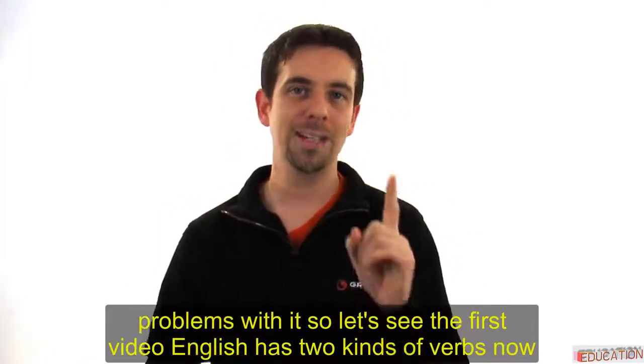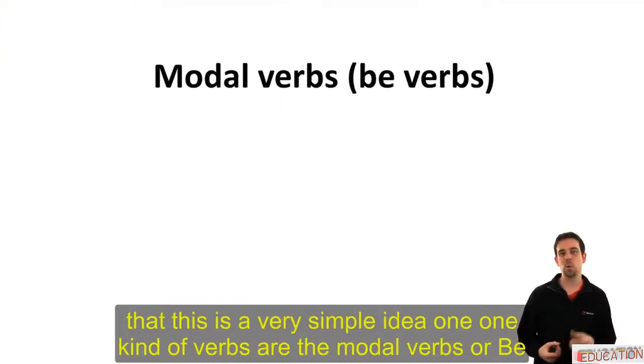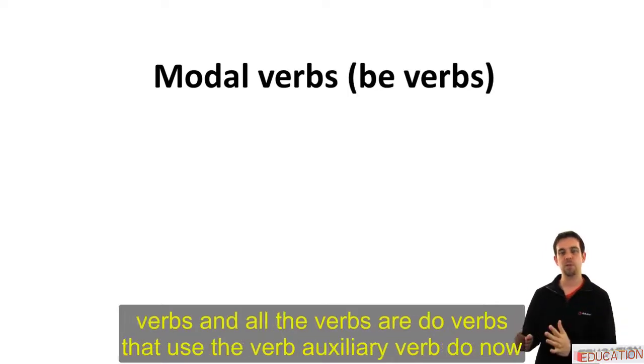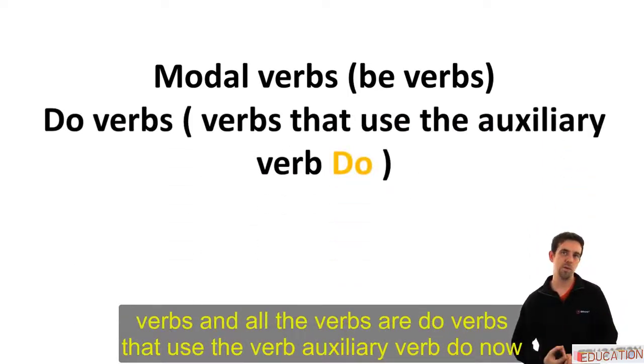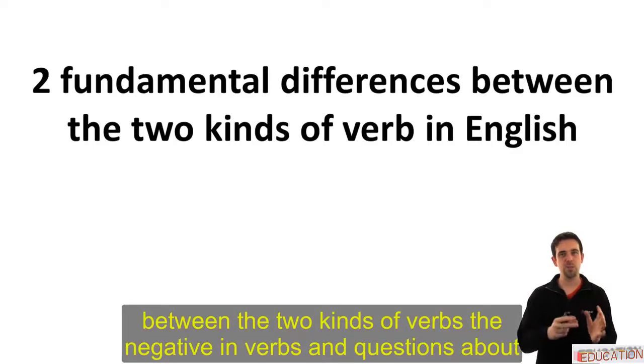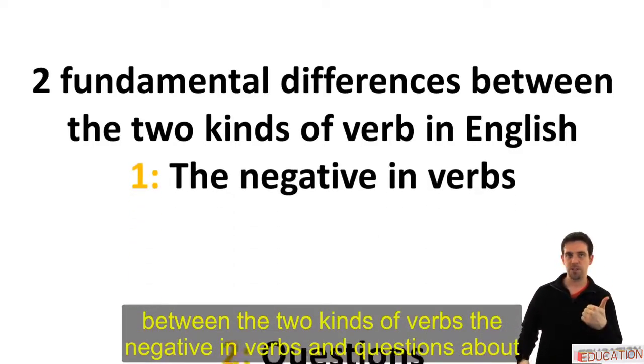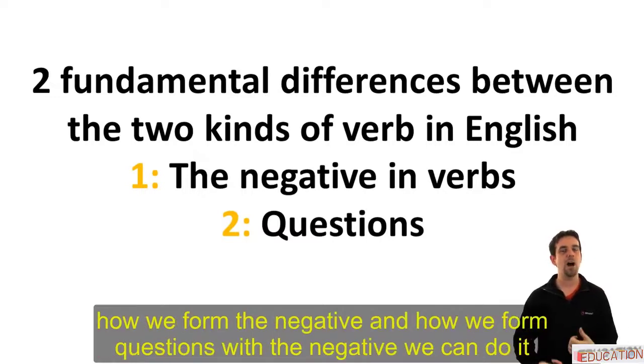English has two kinds of verbs. Now, this is a very simple idea. One kind of verbs are the modal verbs, or be verbs, and other verbs are do verbs that use the auxiliary verb do. Now, let me explain that a little better. There are two fundamental differences between the two kinds of verbs: the negative in verbs and questions, about how we form the negative and how we form questions.